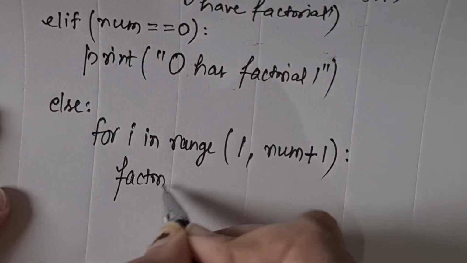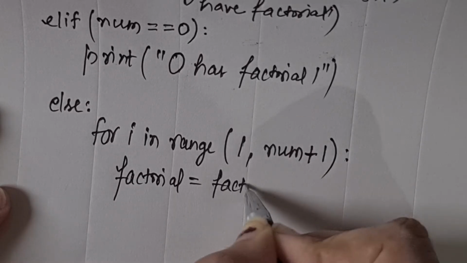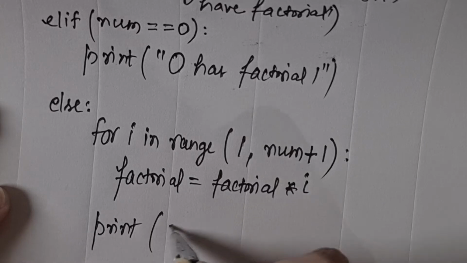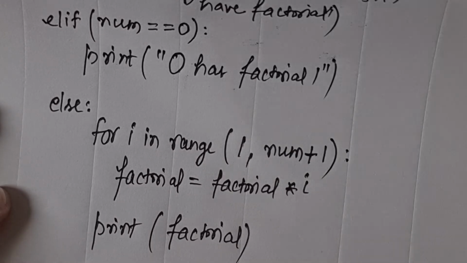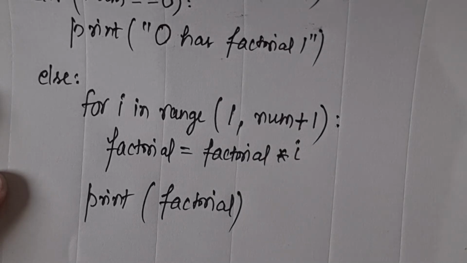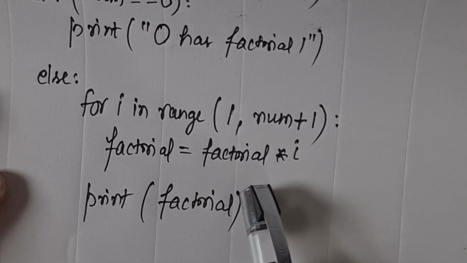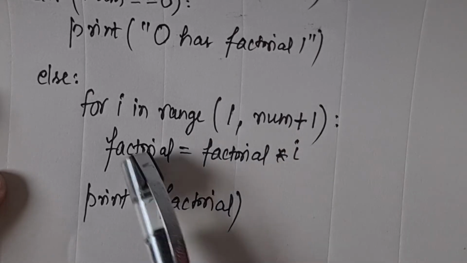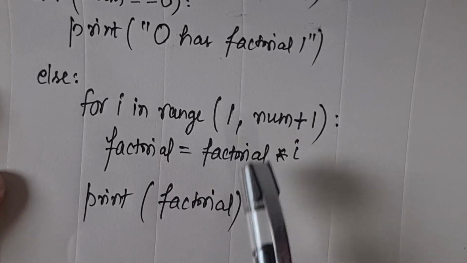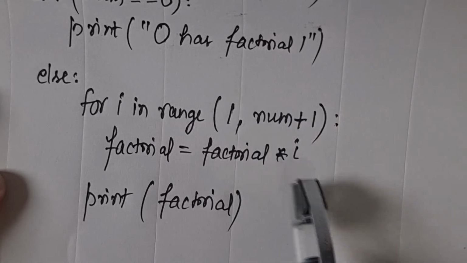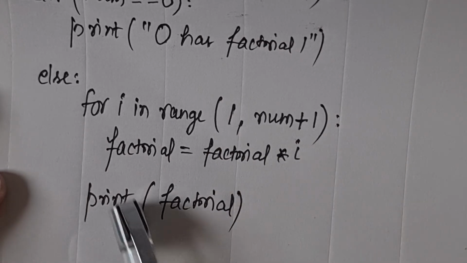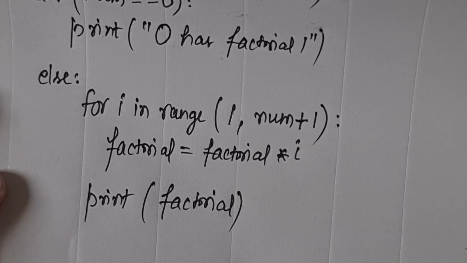Now factorial is equal to factorial into i, then print factorial. It means that at the start of the program I assigned the value of factorial as 1. In the first case factorial is 1 and i is 1, so 1 into 1 is 1. For example, I am giving number equal to 6. In the second case i is 2, so 1 into 2 is 2. In the third case factorial is 2 and this is 2 into 3. It goes like this, and then it will give the factorial of the number entered by the user.